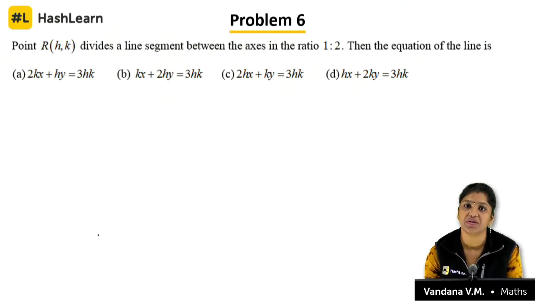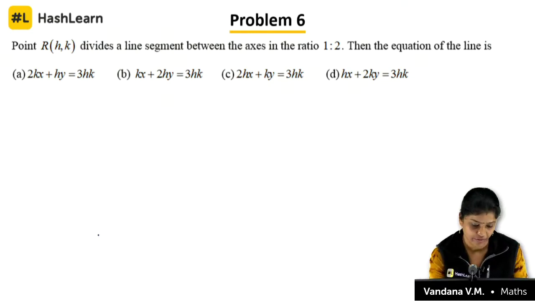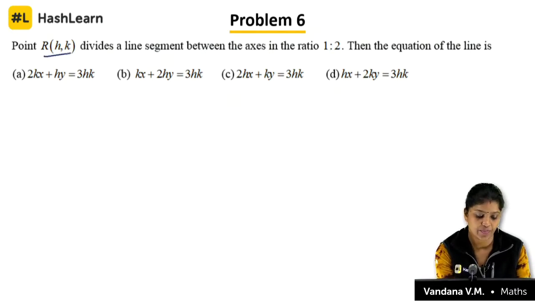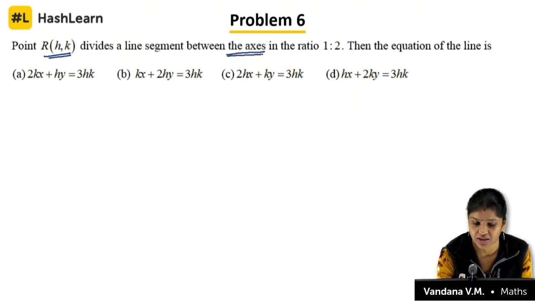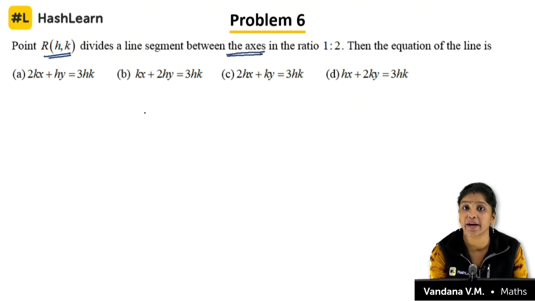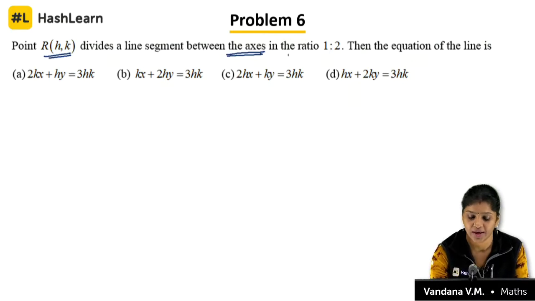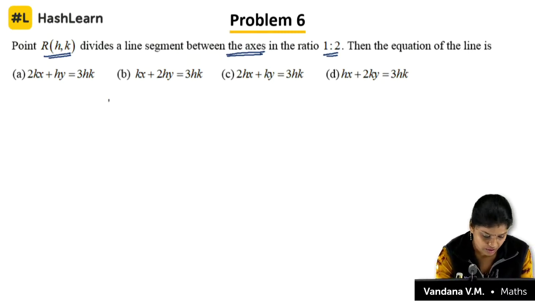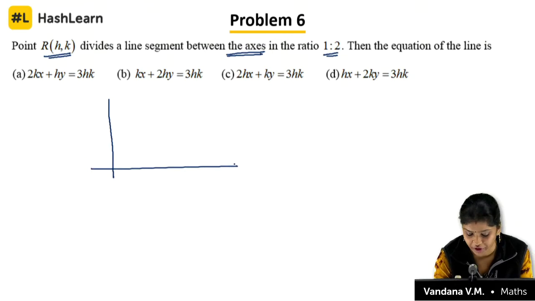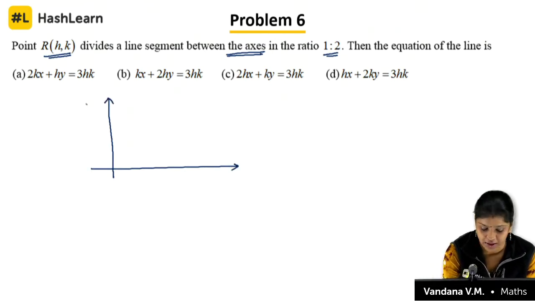Yes, very interesting question. We already discussed this kind of question yesterday. R is a point that divides the line segment between the axes. Axes means what? Coordinate axes. Don't forget that. In the ratio of 1:2. Okay, then the equation of the line is, so it is referring to the coordinate axes.